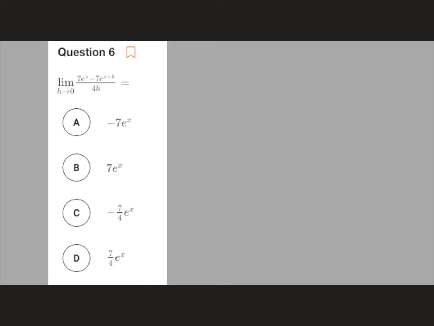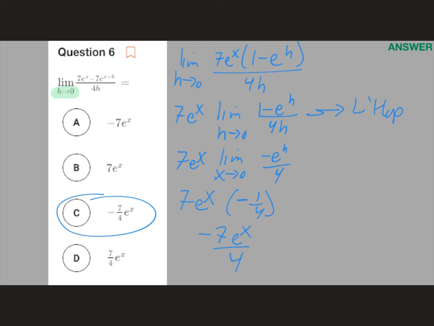Then the last one, you're expected to take a limit of this fraction here. What's happening in this one is that there are two different variables here. The limit is with respect to h and letting h approach 0, but there's an e to the x in a couple spots. So what you've got to do is separate the x statements from the h statements. If you factor out e to the x and a 7, you're left with 1 minus e to the h, all divided by 4h. Since the 7 and the e to the x are not necessary for the limit statement, they can be moved out front, and now you're taking the limit of this statement here.